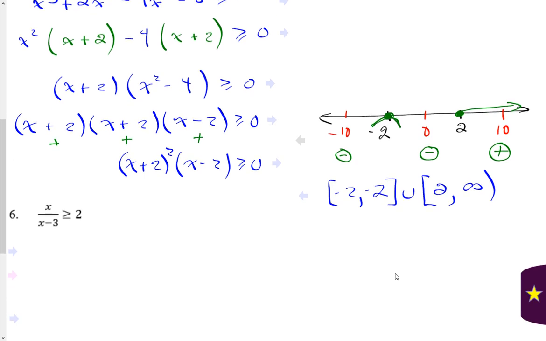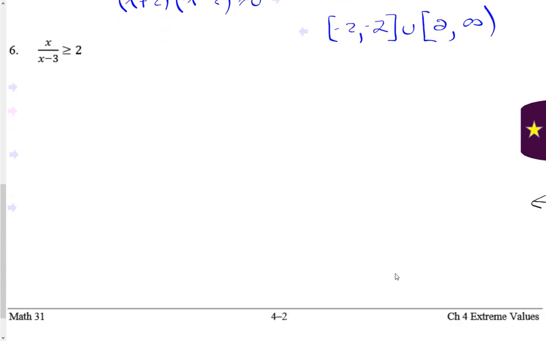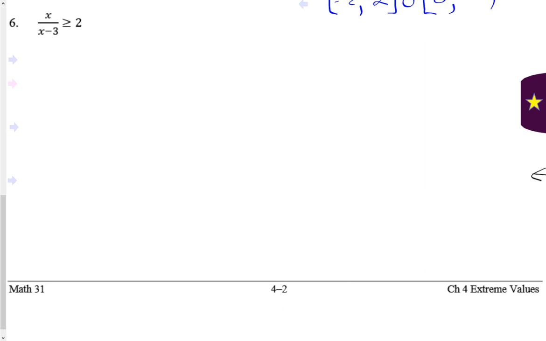Number 6. Well, when we're solving an inequality that has rational expressions, we still need to do it kind of like we did with the polynomials, where we collect all the terms to one side. So I'm going to subtract that 2 to the left, so my right-hand side will be equal to 0. But I need to do some simplifying here, collecting these two terms together. So I need a common factor of x minus 3. So I'll multiply the 2 times x minus 3 over x minus 3. Multiplying it by 1 doesn't change its value, it'll just change how it looks.